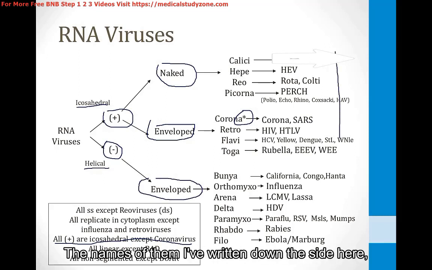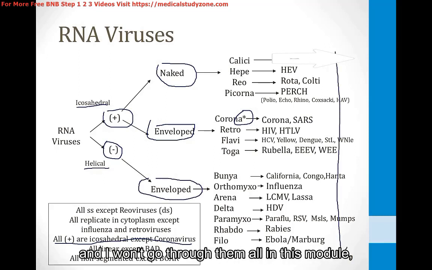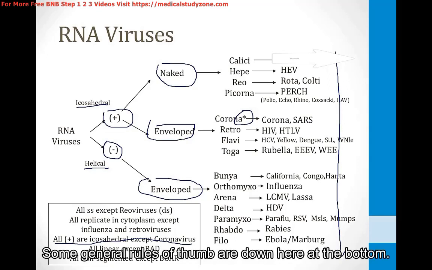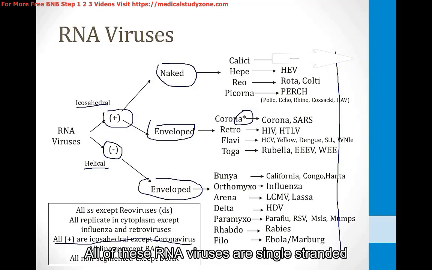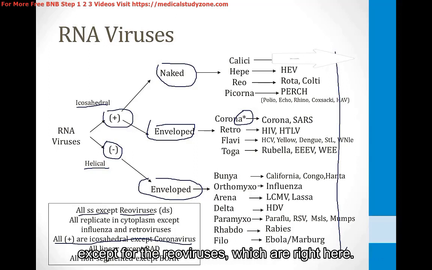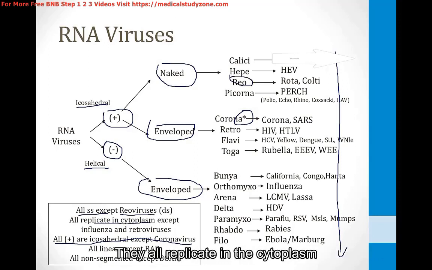The names of them I've written down the side here, and I won't go through them all in this module, but in the module on RNA viruses, I'll go through and name all these families in each of the viruses and talk about the infections that they cause. Some general rules of thumb are down here at the bottom. All of these RNA viruses are single-stranded except for the Rio viruses, which are right here. They all replicate in the cytoplasm except for influenza and retroviruses. So influenza is an orthomyxovirus, and the retroviruses are both right here.